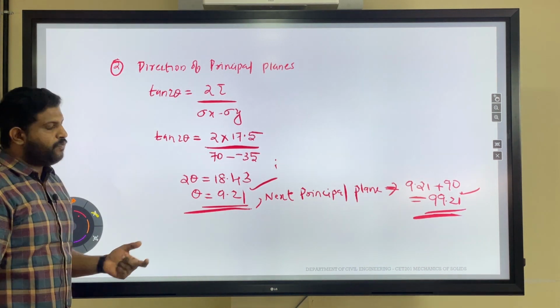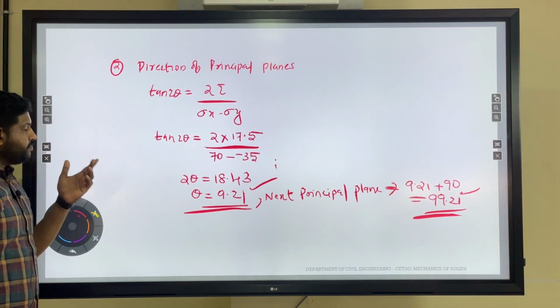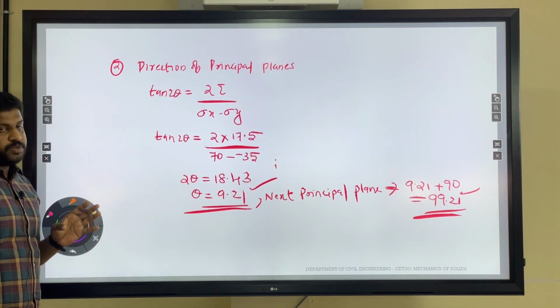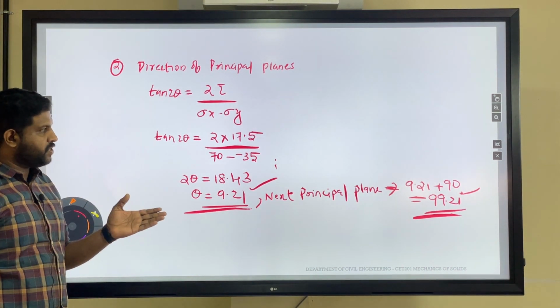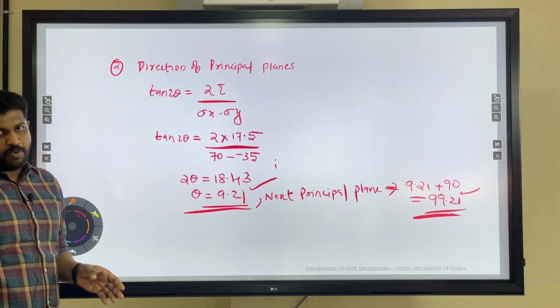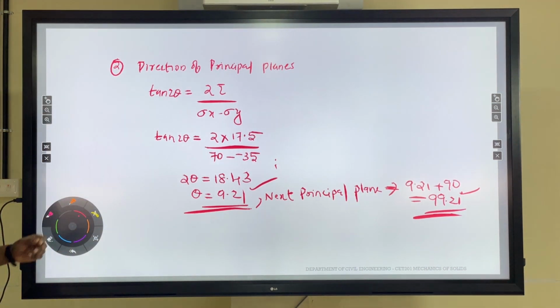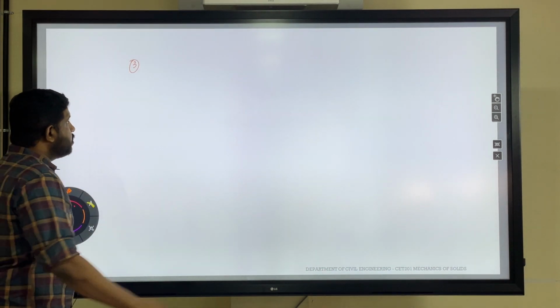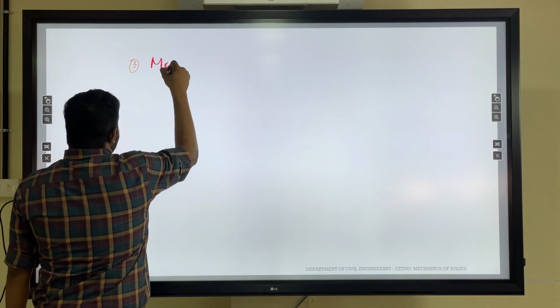Now the third and fourth part is we want to calculate the maximum shear stress, that is the plane in which the maximum shear stress is developed and the value for maximum shear stress. That is the third and fourth part of the question. So we can move on to the third part. Now we can have a look at the third part. Third part is the value for maximum shear stress.